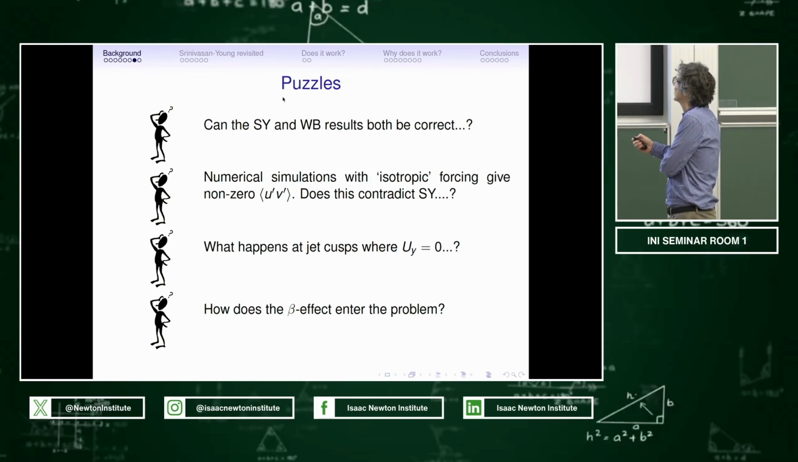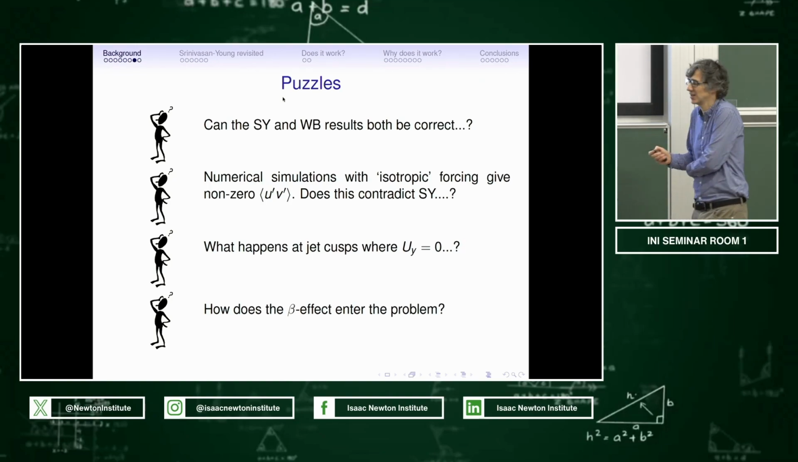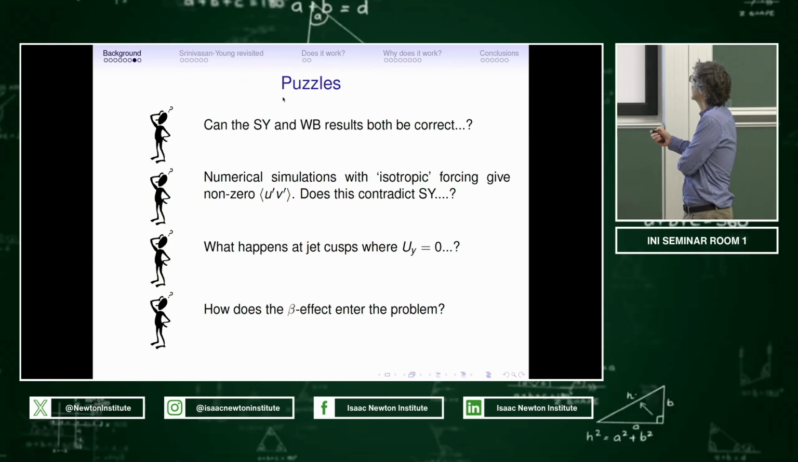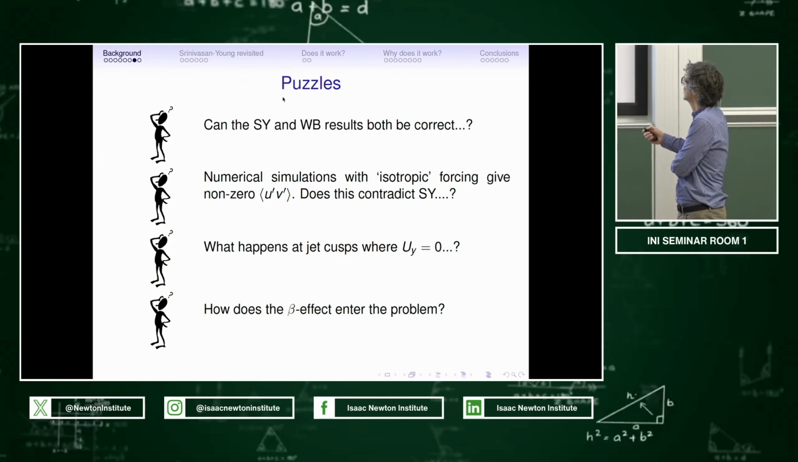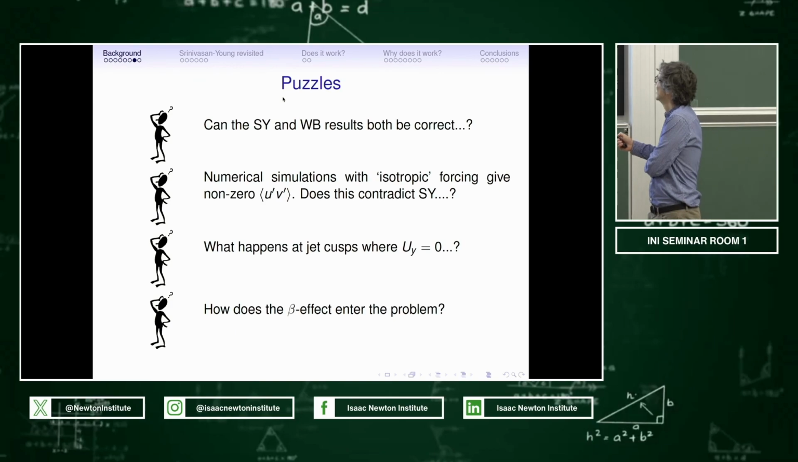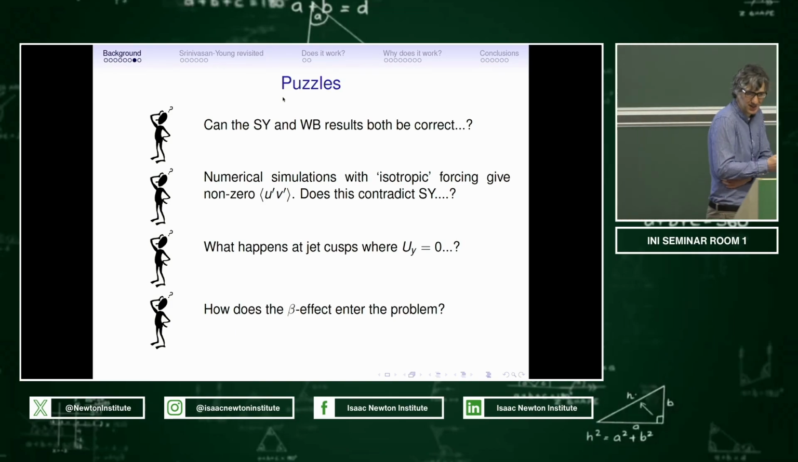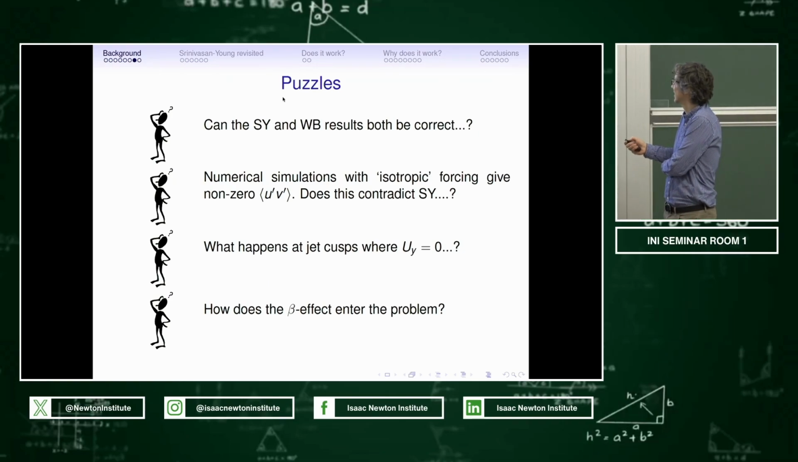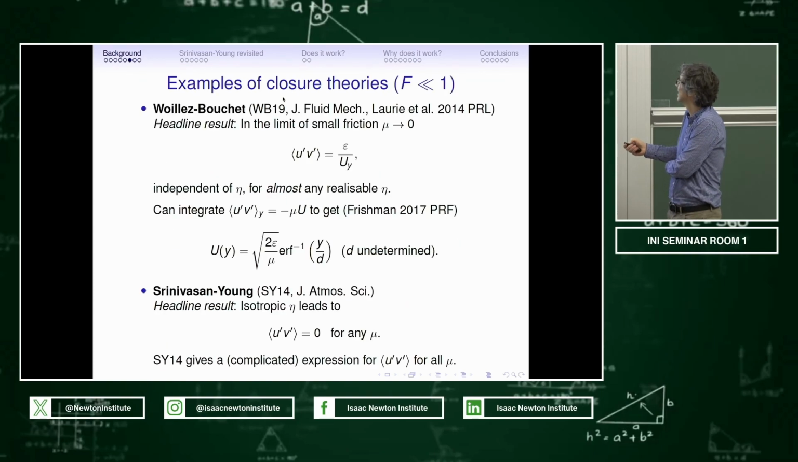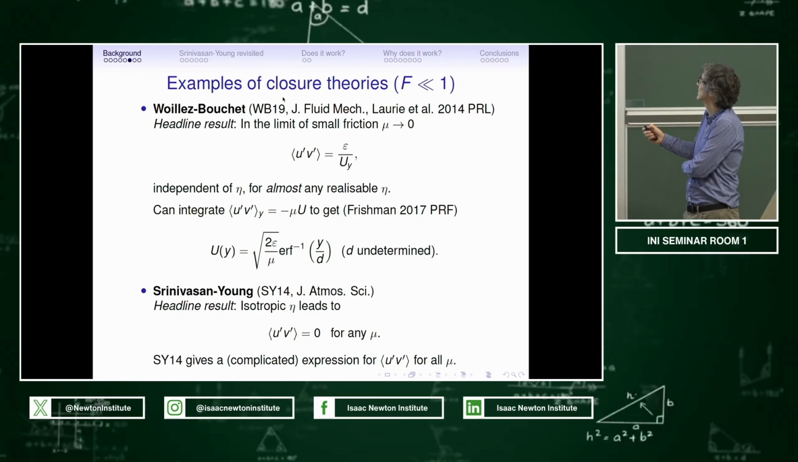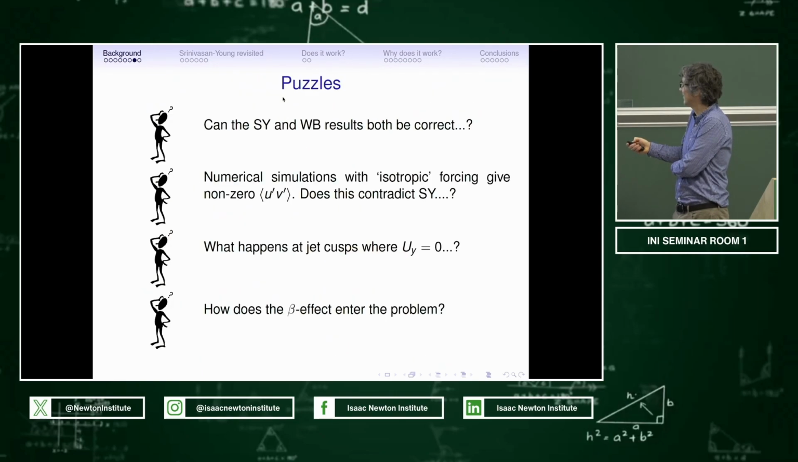One thing that was worrisome about the Srinivasan and Young result is that whenever you do a numerical simulation with quasi-isotropic forcing, there's always a discretization issue if you're working in a doubly periodic domain. These always result in non-zero momentum fluxes, so that seemed to contradict the Srinivasan-Young idea. And we wanted to understand properly what happens at the jet cusps where the shear is 0, because obviously this Fourier-Boucher result, which was suggested heuristically in a lot of earlier works, fails there.